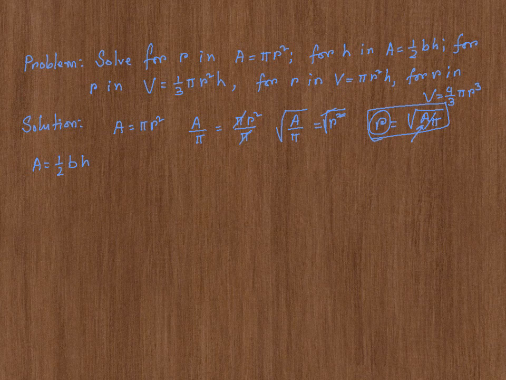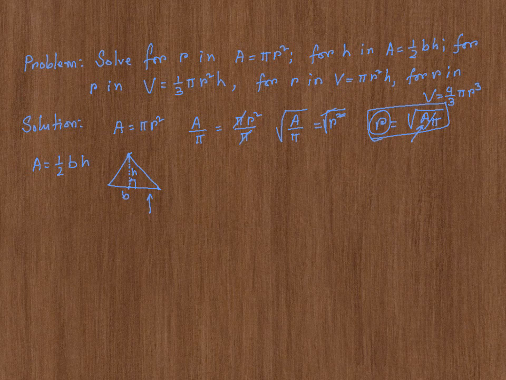Okay, so this is a triangle. Let's say this is my base. Then my height is going to be the perpendicular line from the vertex, from this point to this. So this angle is 90 degrees. So this is my height and this is my base. So the area of a triangle is 1/2 times base times height.